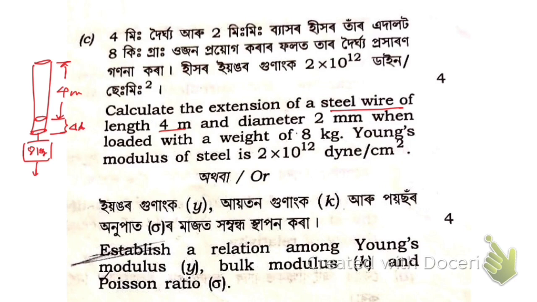Here you see, Young's modulus is given. Young's modulus Y is equal to 2 into 10 to the power 12 dyne per centimeter square. That is given. We also have the diameter, which is 2 mm. We need to find delta L. Let me write this information in the next slide.